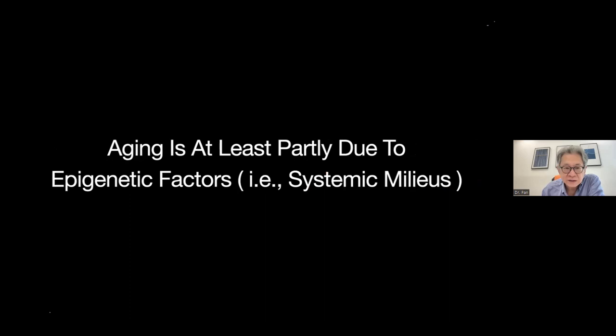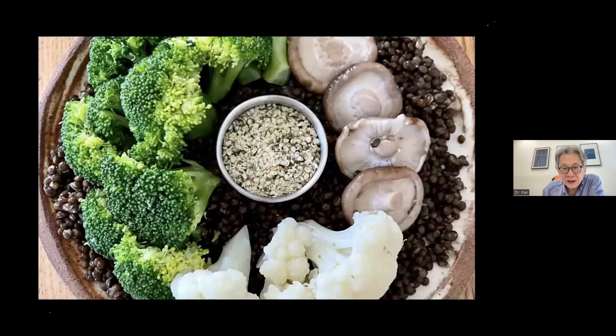If you are not familiar with this concept, I can tell you two very popular anti-aging concepts that are directly related to it. One is the diet concept. Calorie restriction and all the different Mediterranean diets and Atkins diets are actually interventions trying to alter the systemic milieu. So this belongs to an epigenetic approach.